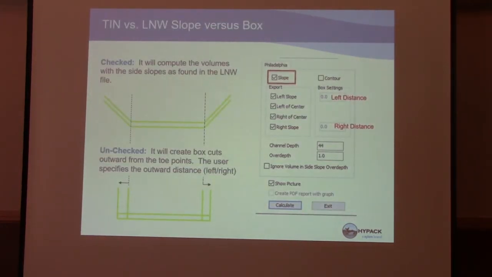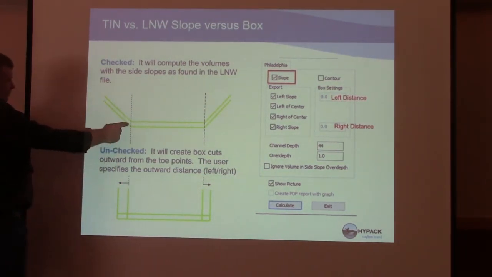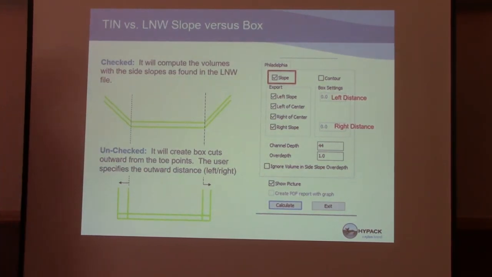TIN and L&W slope versus a box. Philadelphia method lets you adjust box cuts. When you're dredging, a lot of times in the slope, you just want to dredge into the slope and assume the material will fall in. The Philadelphia method accounts for that.